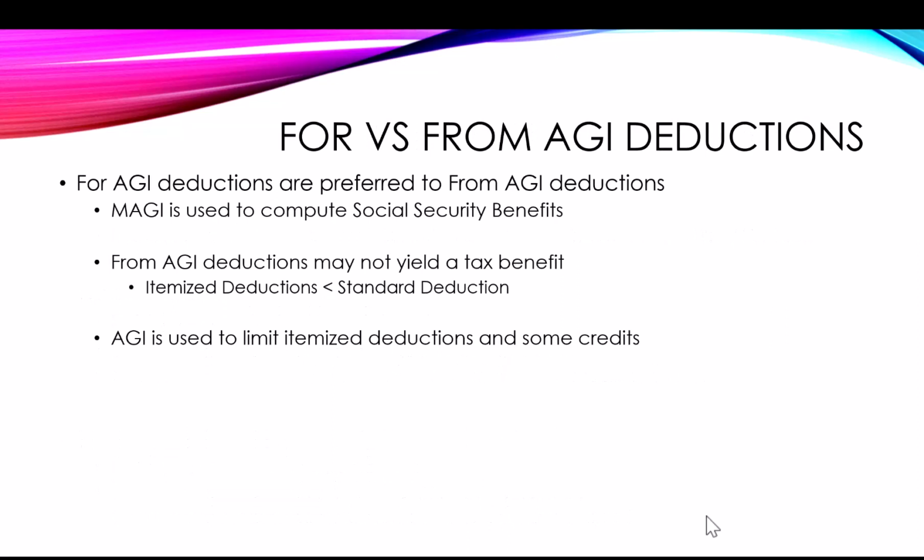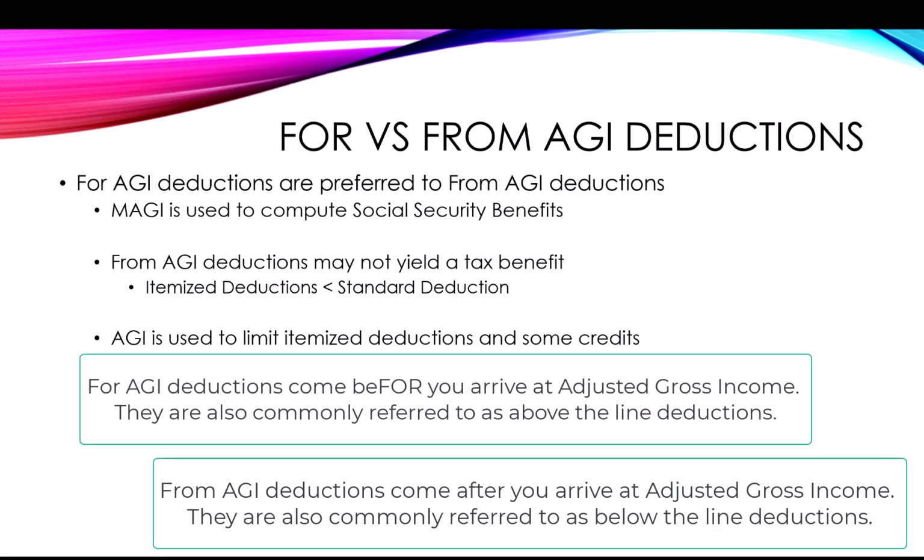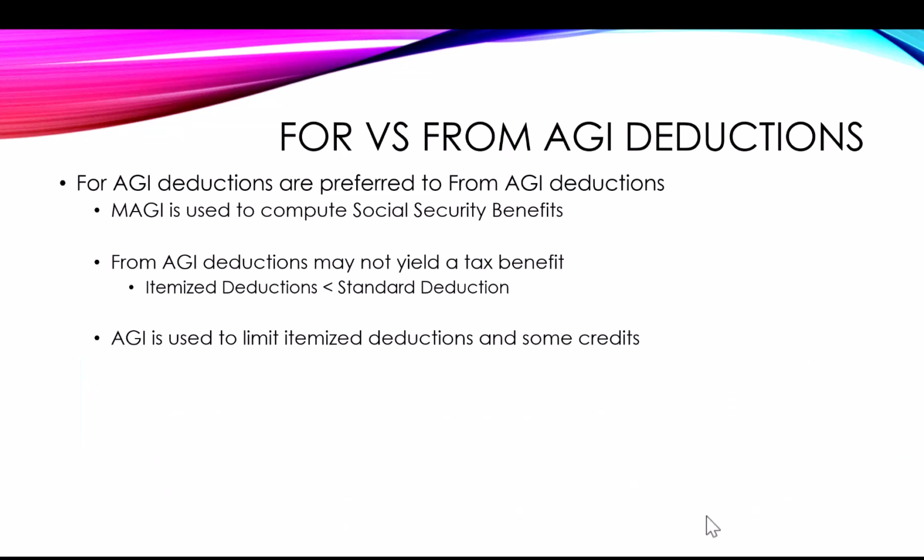Now that we understand how deductions can benefit taxpayers, let's get into the types of deductions that taxpayers are allowed. In general, we can lump deductions into two categories: for AGI deductions and from AGI deductions. For AGI deductions are generally preferred to from AGI deductions for three primary reasons.